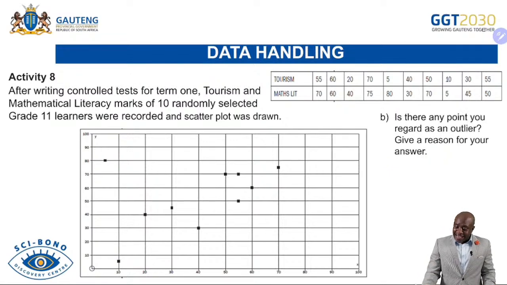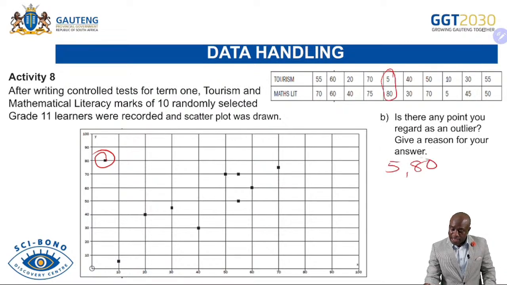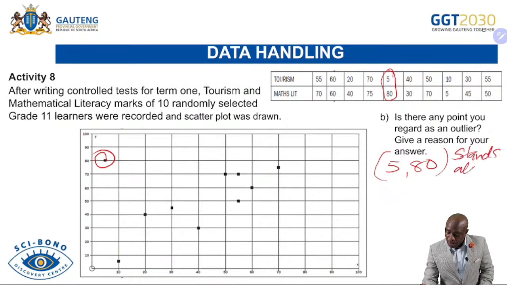Right. Is there any point that you regard as an outlier and give a reason? Yes, this is standing alone. So this value here, the 5 and 80, is actually an outlier. Now, why are we saying it's an outlier? Because it stands alone. And it is actually out of place. It doesn't fall into the pattern. It doesn't fit the trend that we have there. So it is called an outlier.